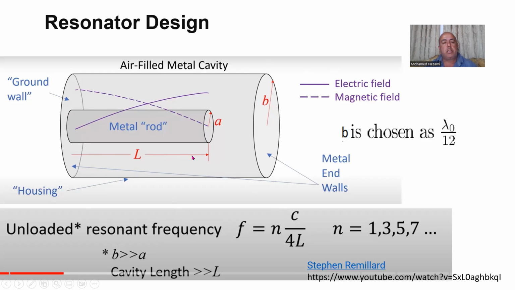So we need to decide it has a certain length and a certain radius, which we call A, and the outer shield of the cavity has a radius of B. Now theoretically, from the theory of quarter wavelength lines, you can see that the resonance frequency comes in as the speed of light divided by 4 times the length. Okay, and that resonance actually repeats at every odd number, meaning that if this resonated at 1 gigahertz, the next resonance would be 3 gigahertz, the one after that would be 5 gigahertz and 7 gigahertz and so on.